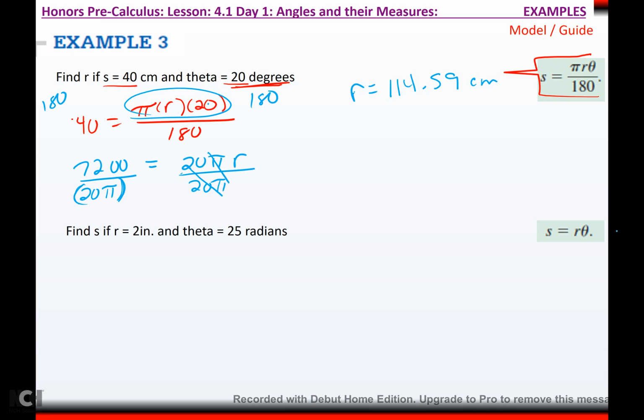The bottom one says find s, which is the arc length, if the radius is 2 and theta is 25 radians. Since my degree is in radians, I'm going to use this formula. So arc length, which is what I'm looking for, is my radius, which is 2, times theta, which is 25. So my arc length would be 50 inches. Okay?